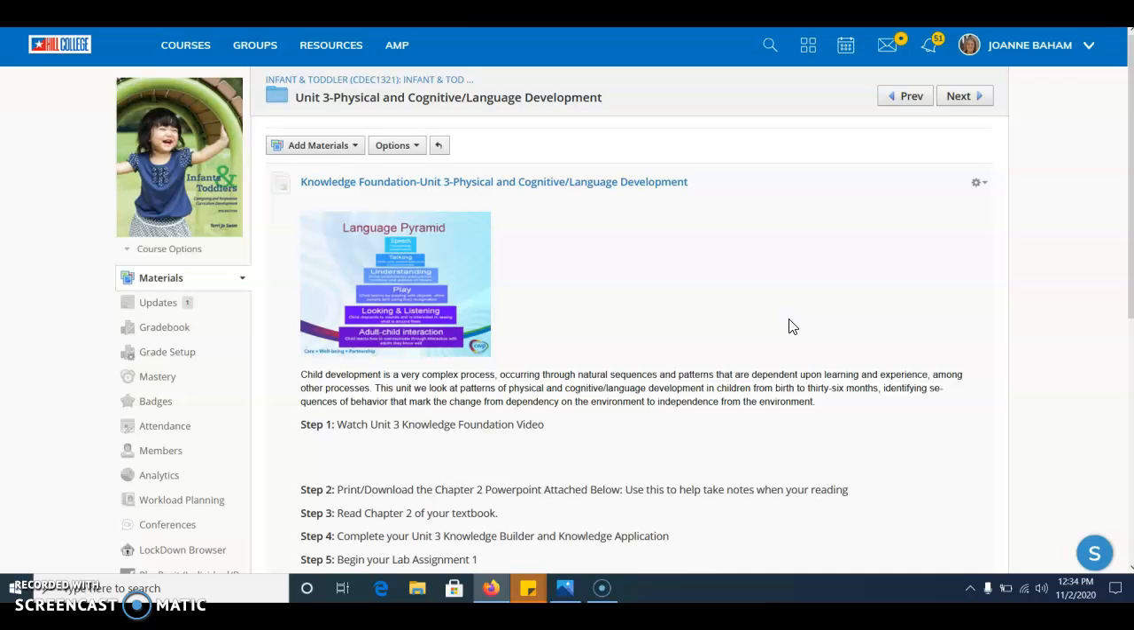So this unit we are looking at physical and cognitive / language development, recognizing that language development is a type of cognitive development. Physical being growth in your body, growth in development, and cognitive being your thinking, concept development, the way your brain processes information, including the processing and development of language.